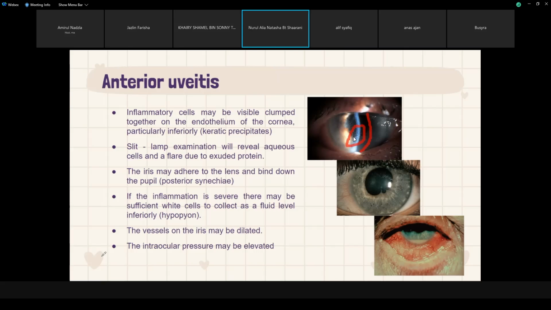And then slit lamp examination will reveal aqueous cells and a flare due to exuded protein. Kita tahu tapi you all tak boleh nampak sebab kita guna slit lamp untuk tengok cells. So torchlight memang tak nampak.